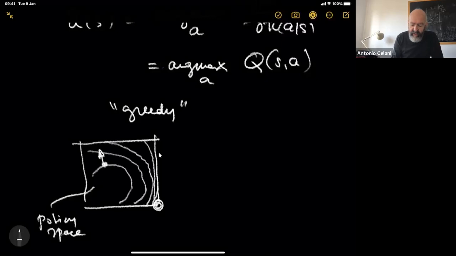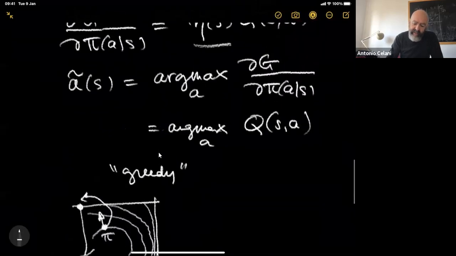Okay, so eventually your maximum is here, but if you start from some point here, maybe your gradient is pointing in that direction. So if you apply this algorithm, as a first step, it will send you here. Okay. This is what this is telling you.